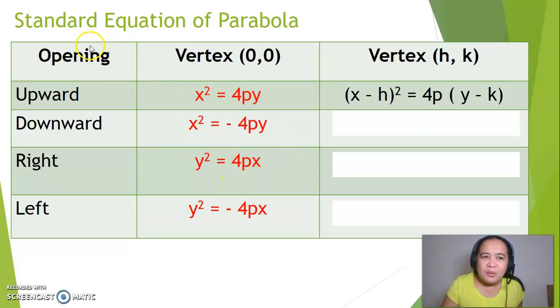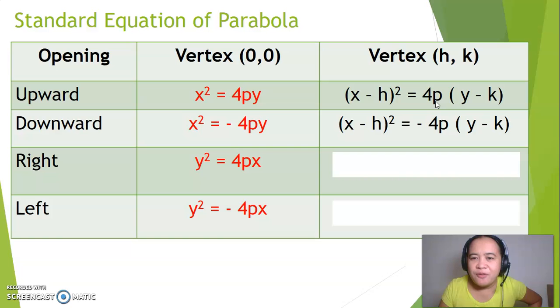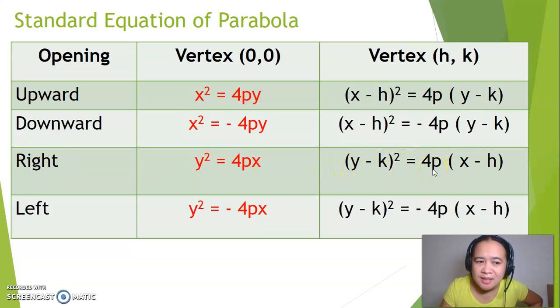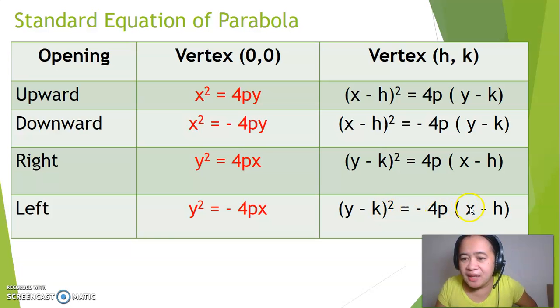Now, what if the parabola's vertex is no longer at the point of origin? So this will be the standard equation. If it opens up, you just add h and k and still 4p is positive. If it opens down, 4p is negative. If it opens to the right, it's the y that's being squared and 4p is positive. And if it opens left, the 4p is negative. Take note, y and k will go together, and x and h will also go together.